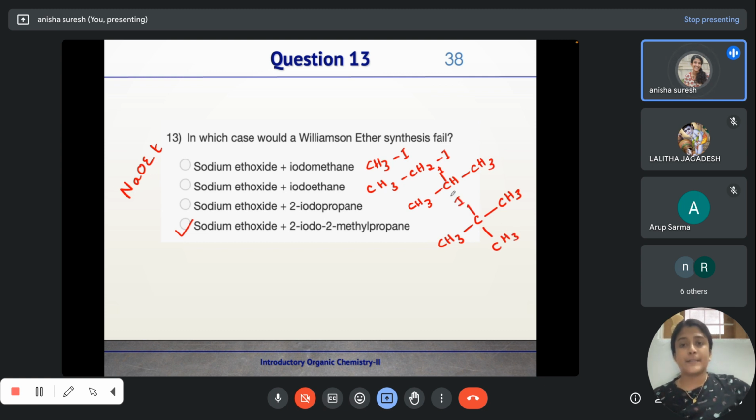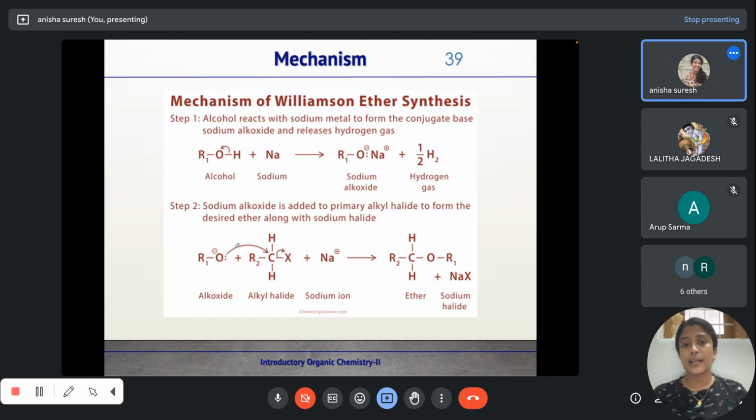As we have discussed when we were seeing the Williamson ether synthesis mechanism, as it is shown here, this alkoxide will be attacking the alkyl halide from the backside, resulting in the formation of ether and sodium halide as the byproduct. So this is an SN2 type of reaction, and the order will be primary greater than secondary greater than tertiary. So if we are having a primary alkyl halide, the reaction will be most facile.